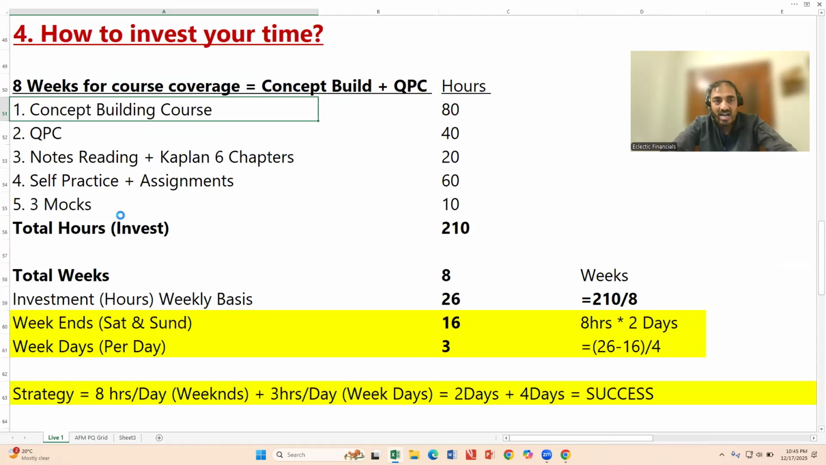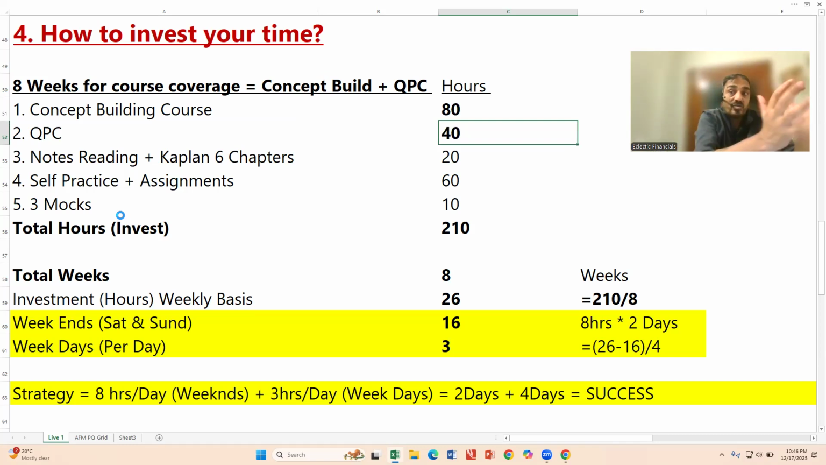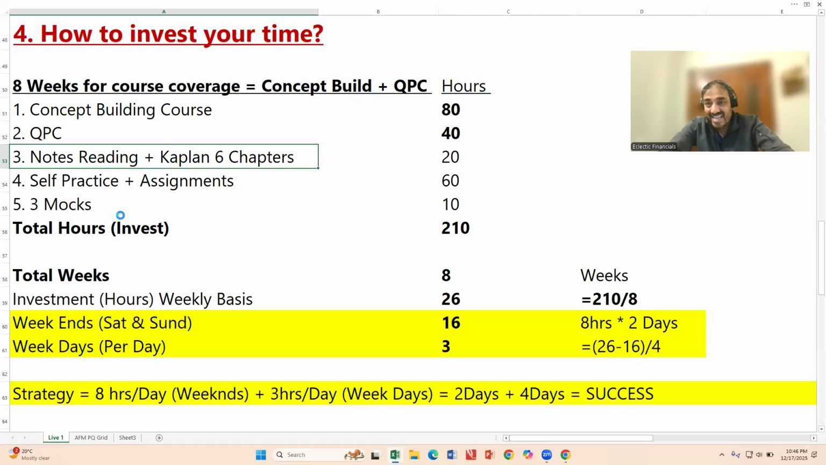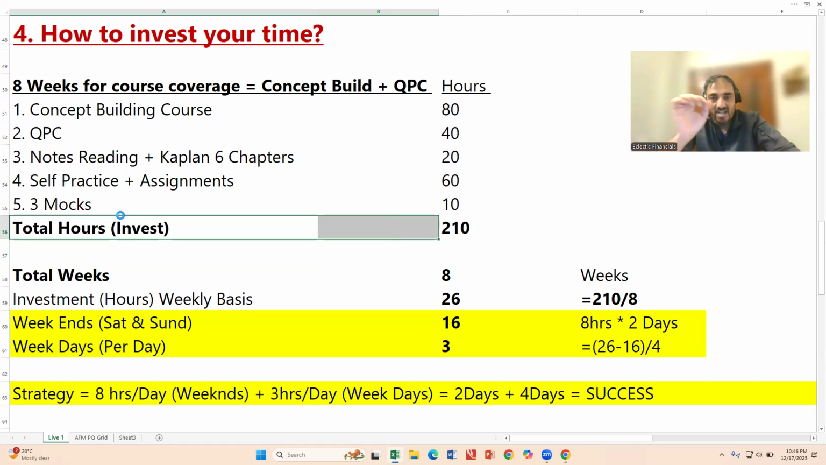If anybody wants to know how much time we need to invest: number one, concept building. You need to invest 80 hours for concept building, which is my regular course of about 80 hours. The question practice course is 40 hours; I will give you access to it later, after 2 weeks. Notes and Kaplan's assigned chapter readings are 20 hours. Self-practice and assignments require 60 hours. 3 mocks are 10 hours. In total, you need to invest 210 hours.